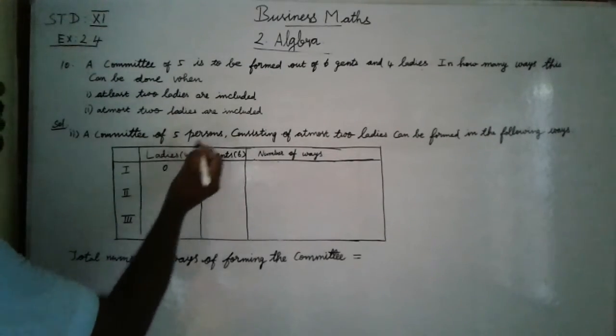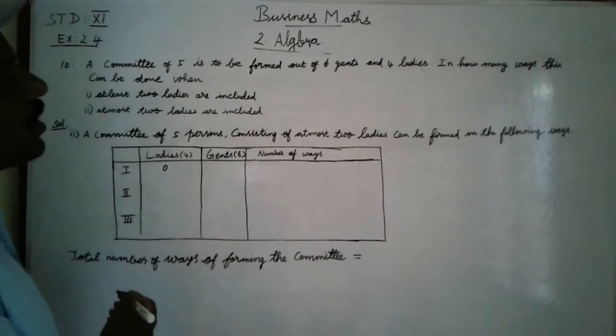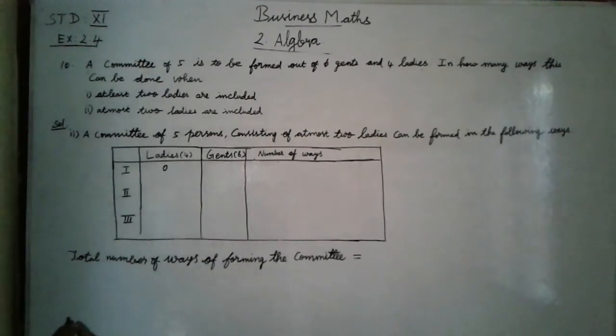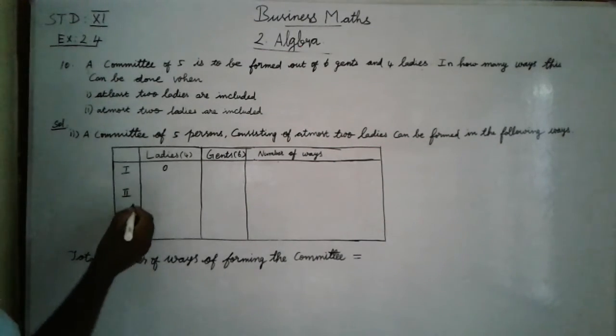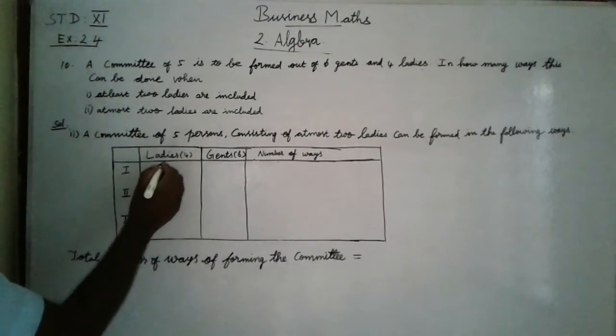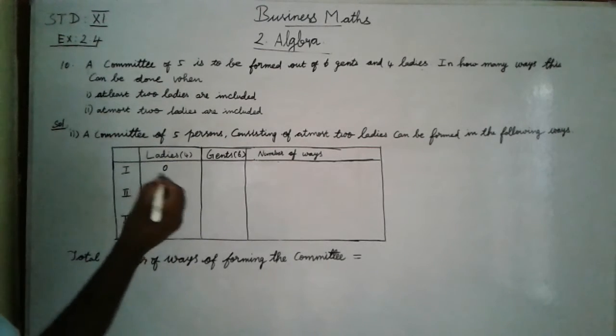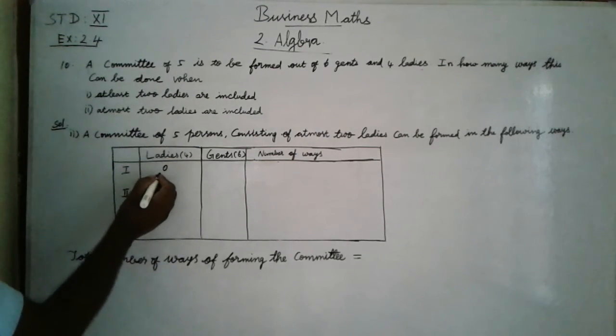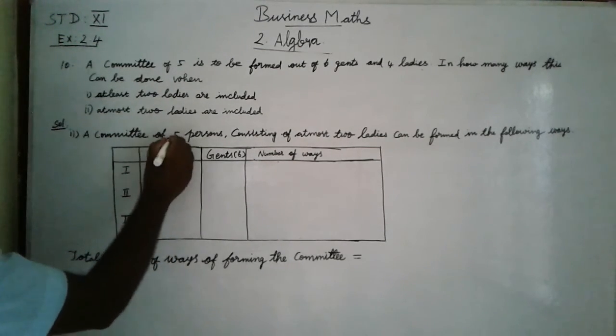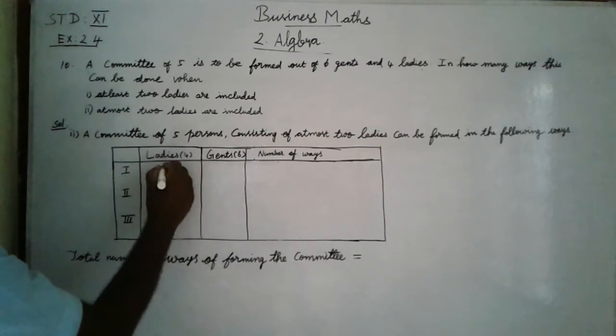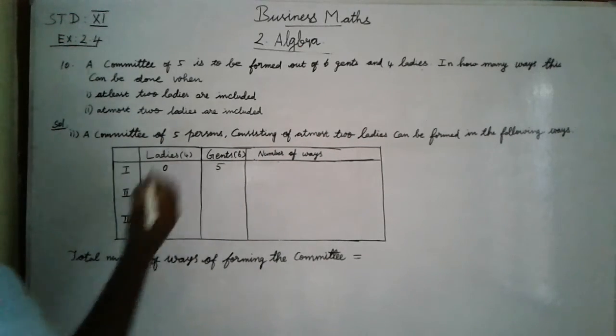A committee of 5 persons consisting of at most 2 ladies can be formed in the following ways. So ladies total is 4. We should take the first one. At most means maximum 2 ladies. Minimum 0 we should take 0. 5 persons, total is 5 persons. So here 0, then 0 plus 5 is 5.